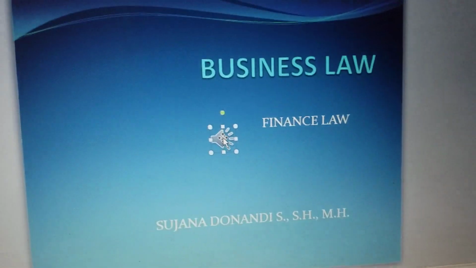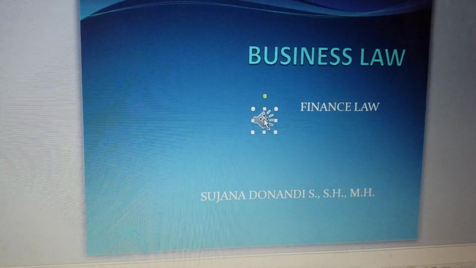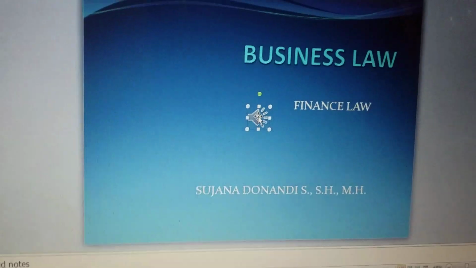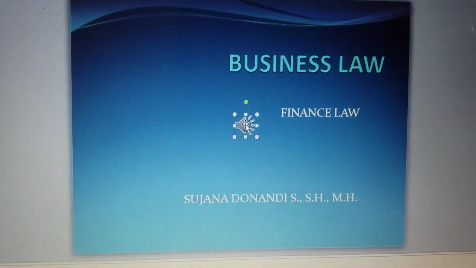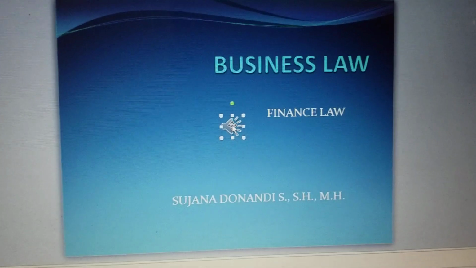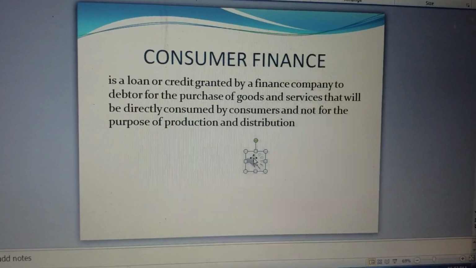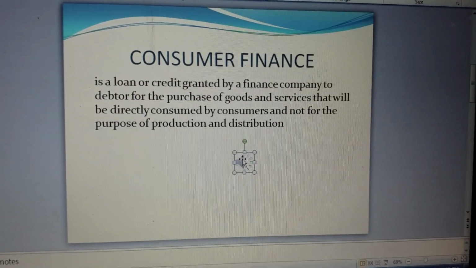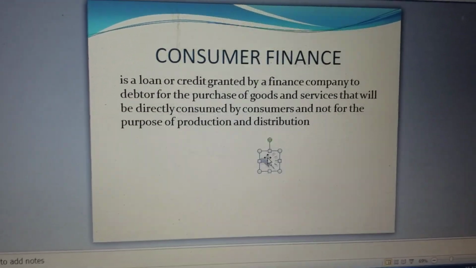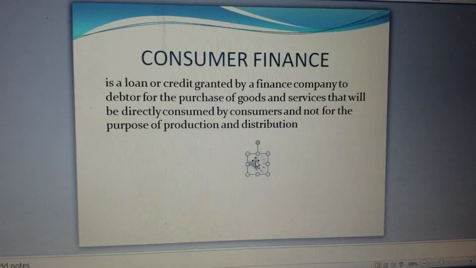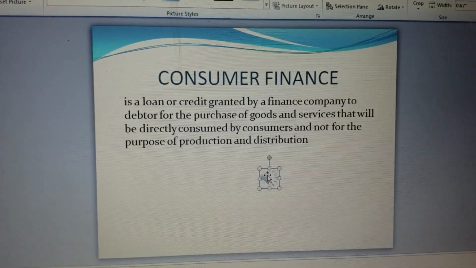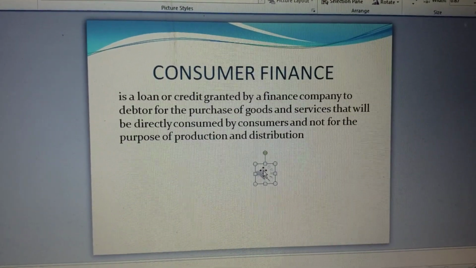This is Sujana speaking. In the previous part, we discussed the definition, the concept, and several classifications of financing activities. Here we are continuing with the other classification. The next classification is consumer finance. Based on the terminology, we can see there are two words, consumer and finance. So the financing activities here are for the consumer.